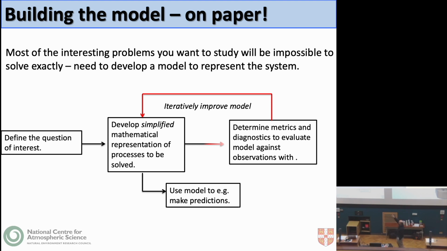And then we go through this loop of iteratively improving our model. Our model will include lots of parameters, no doubt, and some of those parameters might be uncertain, so we'll modify those parameters to try and get some agreement with these real observations. And once we've closed this loop and we feel like we've got a model which reproduces reality well, then we can use that model to make predictions about, for example, the future state of the atmosphere.